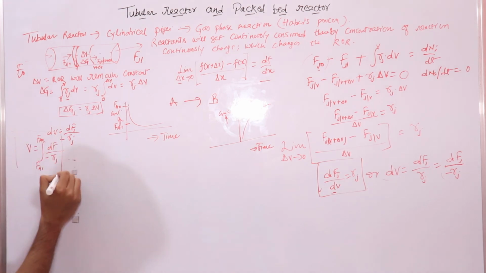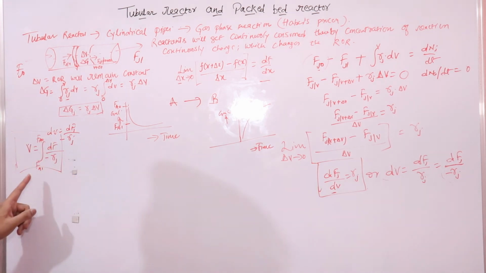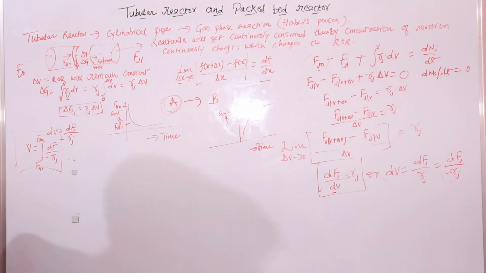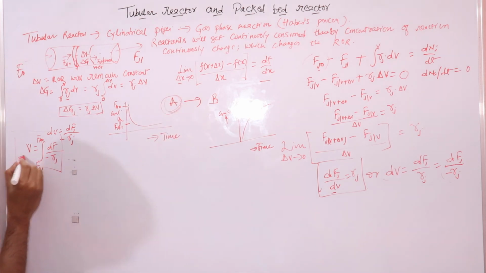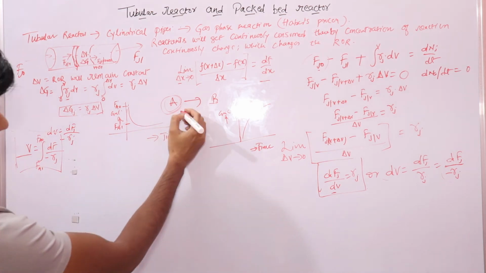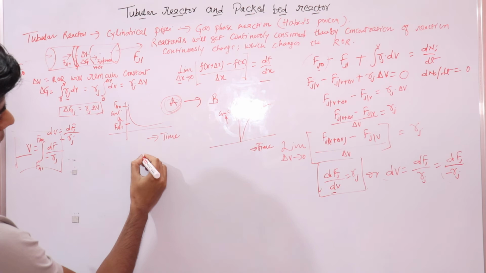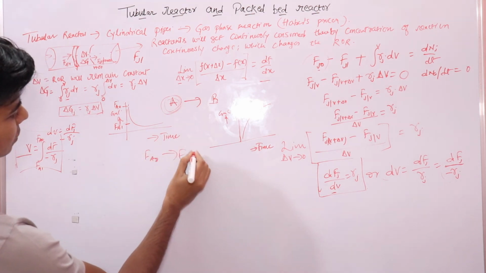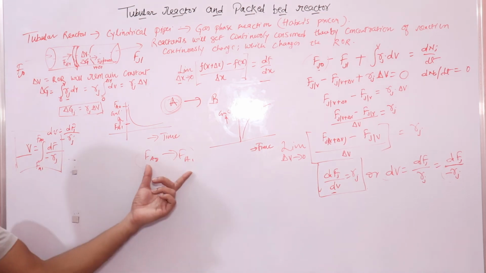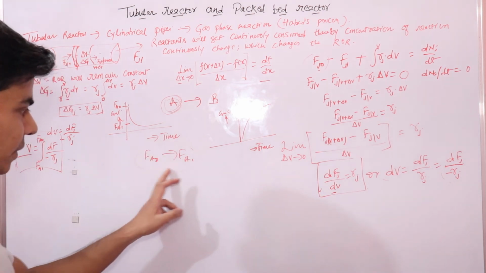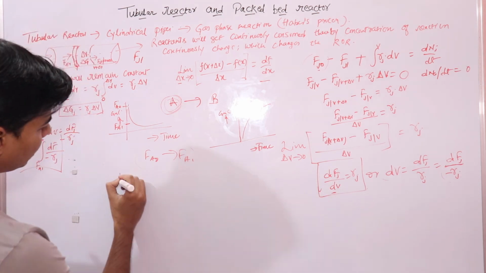You can integrate this equation, and if you know the concentration of A at different times, you will get to know the reactor volume required to change the concentration of A from FA0 to FA1. This is our aim: knowing the concentration at different times, which means you can find the rate of reaction.